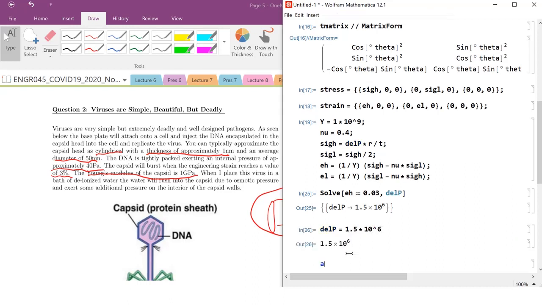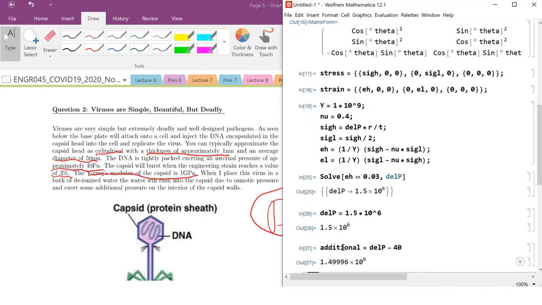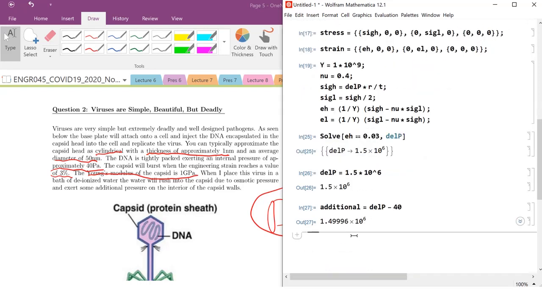So the additional del P, because the question asks you, initially we are at 40 gigapascals, so we need to do del P minus 40. That's going to be the additional pressure required to fracture the material. So again, it's basically insignificant. This is kind of your value here, but that's the technical answer to this question.